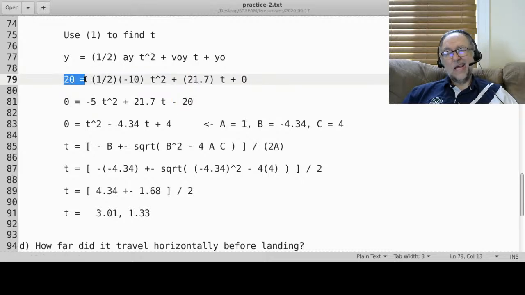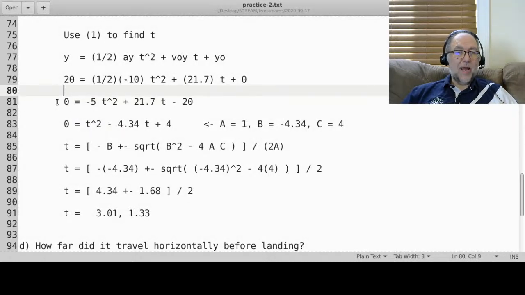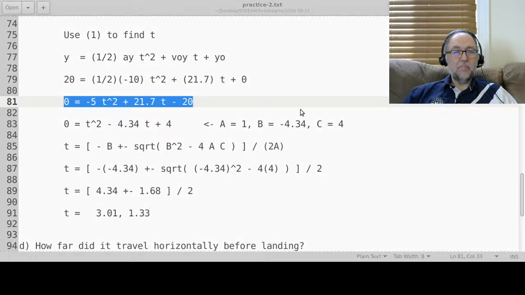The 20 on the left-hand side, I subtract 20 from both sides. It becomes -20 on the right-hand side. And there it is. Now, why did I rearrange it that way? Because we're heading towards the quadratic. All right.